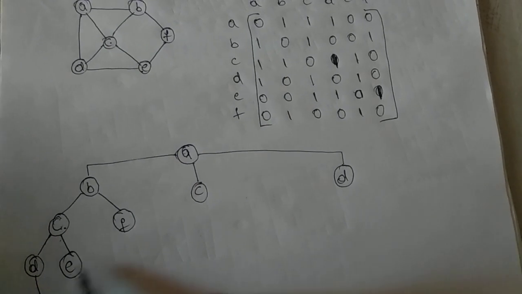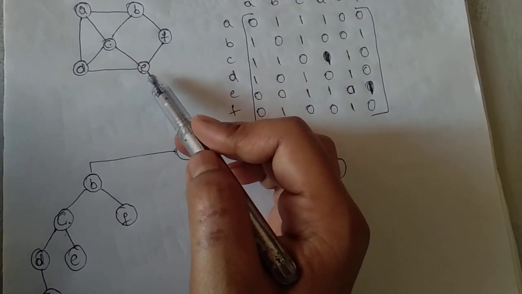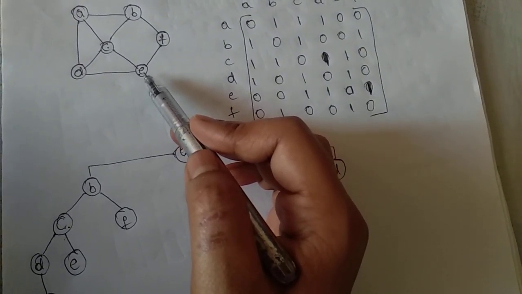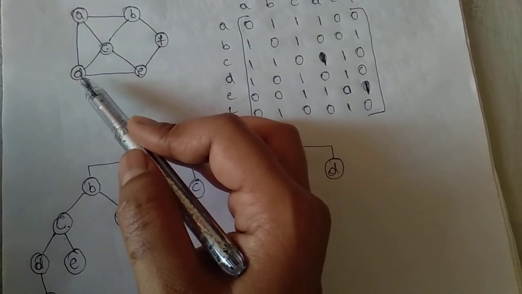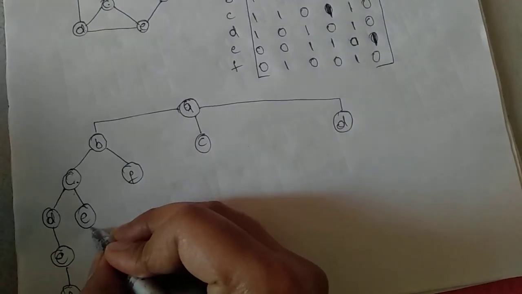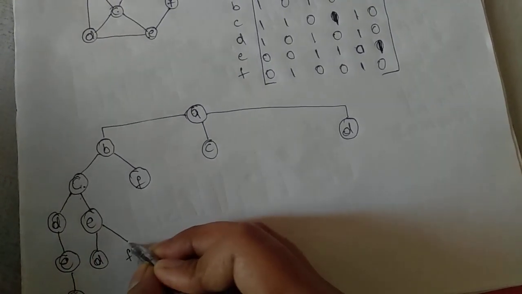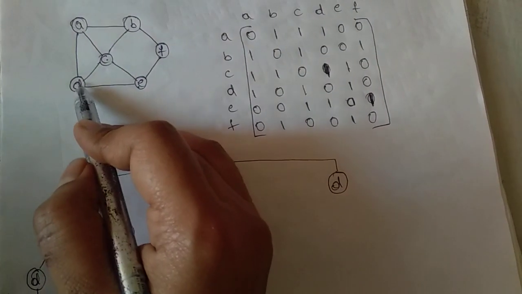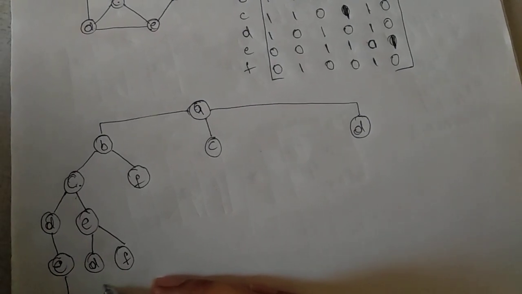Next, I'll come here. From A to B, B to C, C to E. Okay. From E, either you can go to F or you can go to D. Is it not? You can go to D or you can go to F. See, if you go to D, you can go back to A. There is no problem. I can just go back to A.